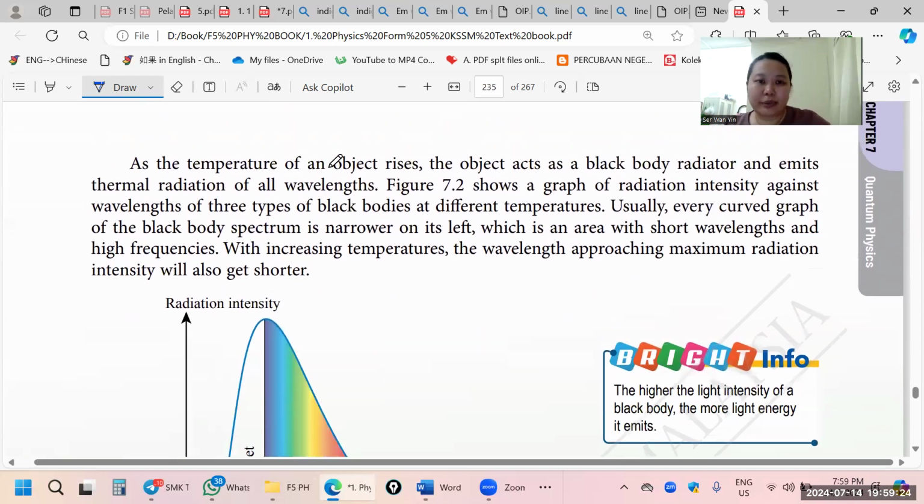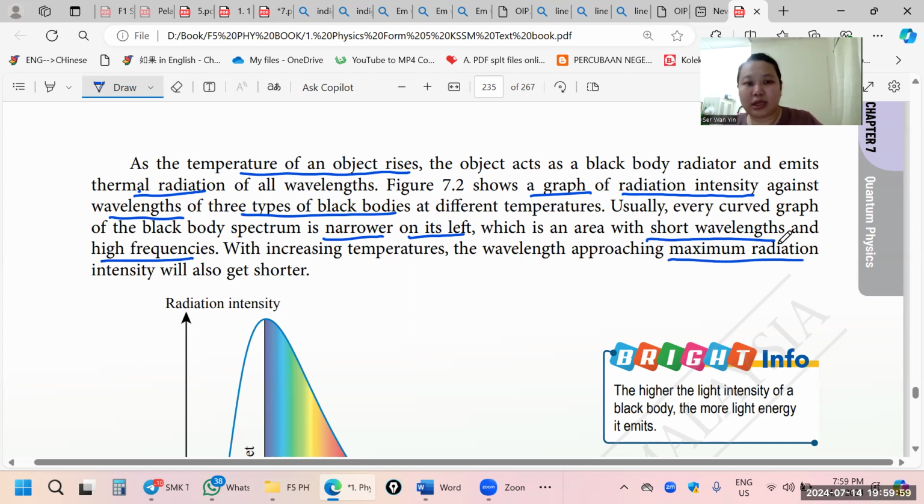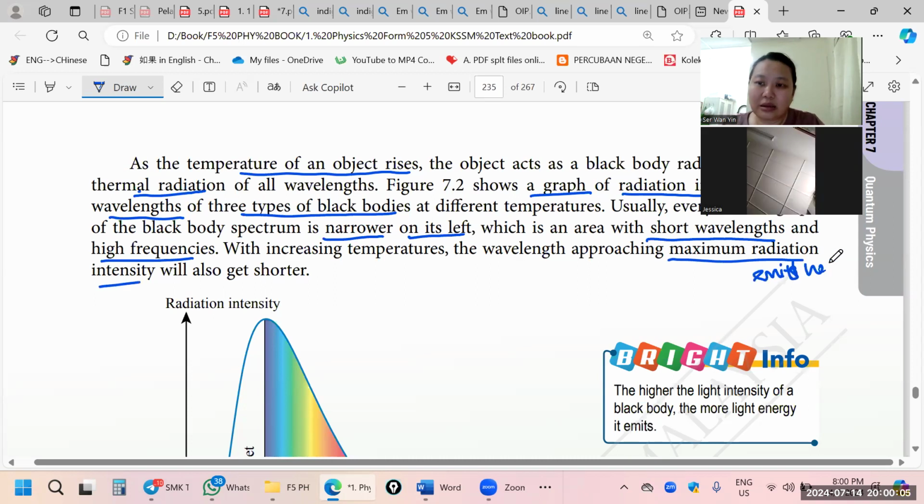Okay, so now as the temperature of a body rises, an object acts as a black body radiator and emits thermal radiation of all wavelengths. The graph below shows the radiation intensity against wavelength of three black bodies at different temperatures. Usually, every curve is narrower on its left, which is the area of short wavelength and high frequency. So with increasing temperature, the wavelength approaches maximum radiation intensity. Radiation means it emits out the heat or the light.